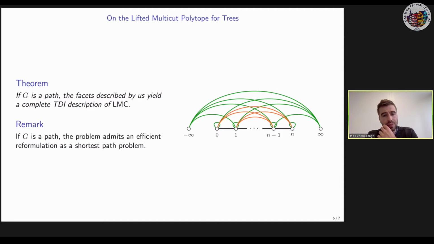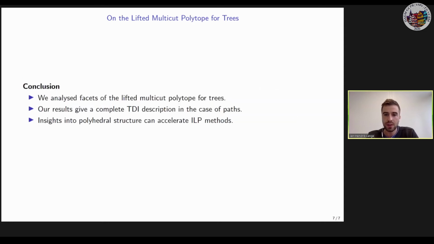So our polyhedral result basically makes a connection between the polyhedral geometry of the lifted multicast formulation and the combinatorial properties of other formulations. So with this, I would like to conclude.